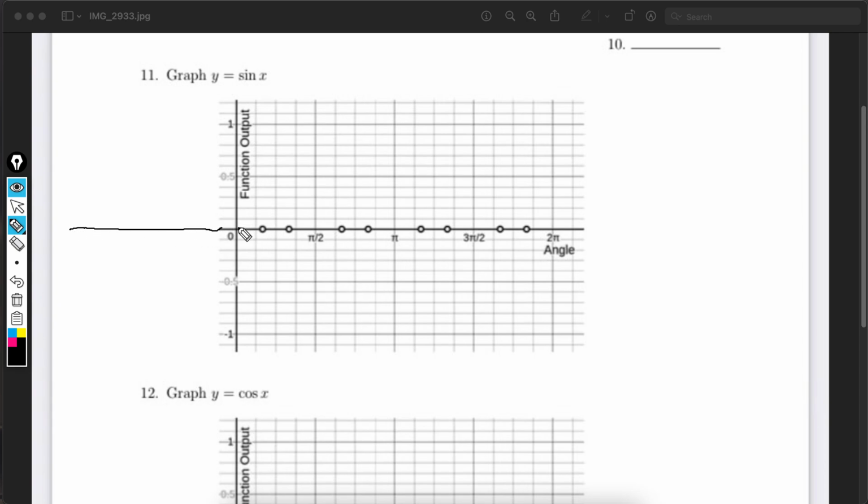So sine, or just a basic sine graph. I want to make sure I make the point so my eyes can kind of adjust to where I'm going to make it. And we need 2 pi. Boom.